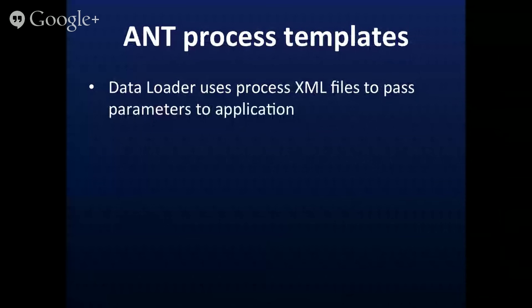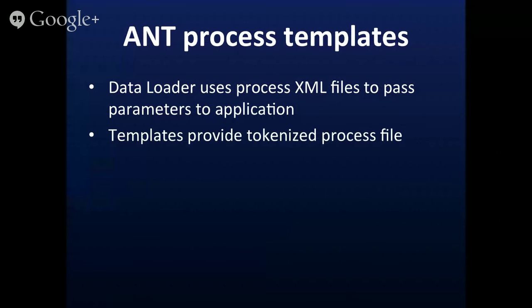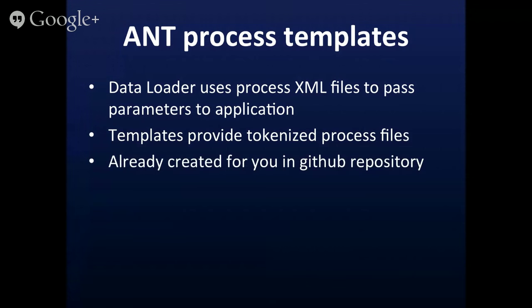All right, process templates. Data loader uses these things that they call process XML files to pass the parameters into the data loader application. So what I did was I have templates built that provide a tokenized version of these process files. And again, these are already created for you in the GitHub repository. Then when you run the build targets, it'll make a copy of that template, do token replacement based on all the properties that we pass in, and then feed that over to the data loader jar file, which now has this nice process XML file that it uses to do its thing.